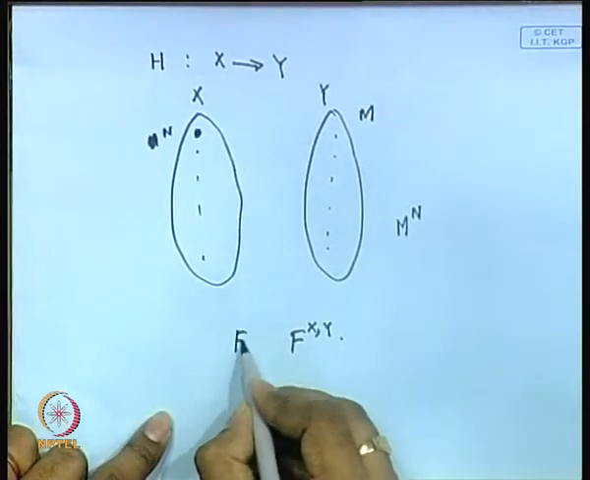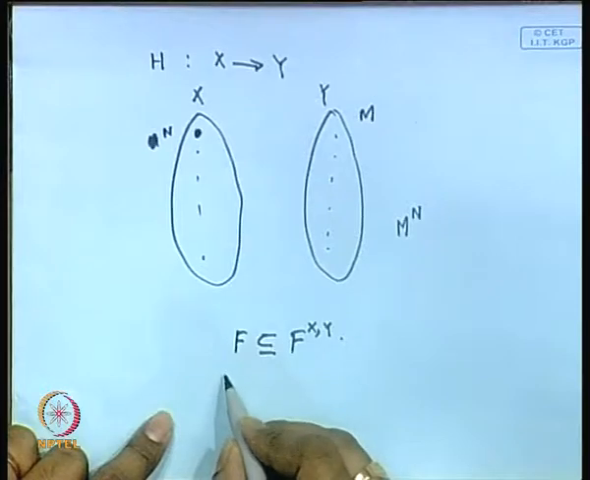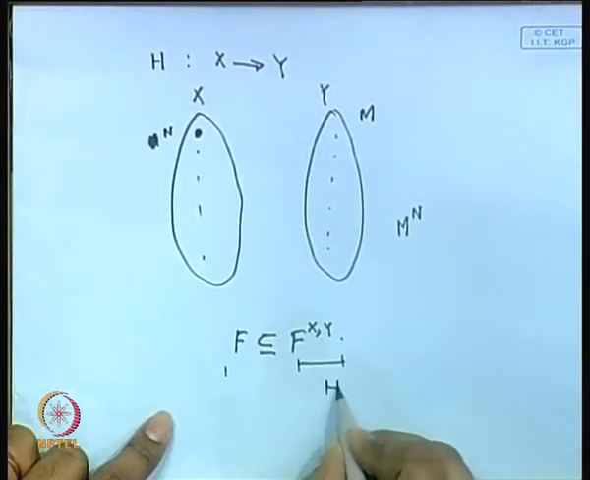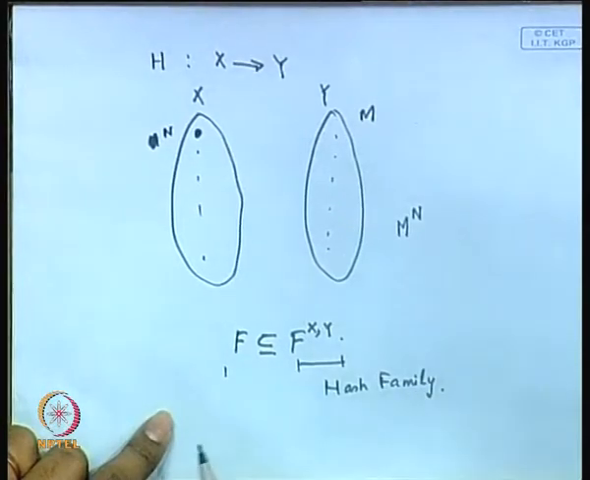Therefore if you say that your hash function f is a subset of all possible values of fxy, then this is something which is called a hash family, and from there you choose one hash function.